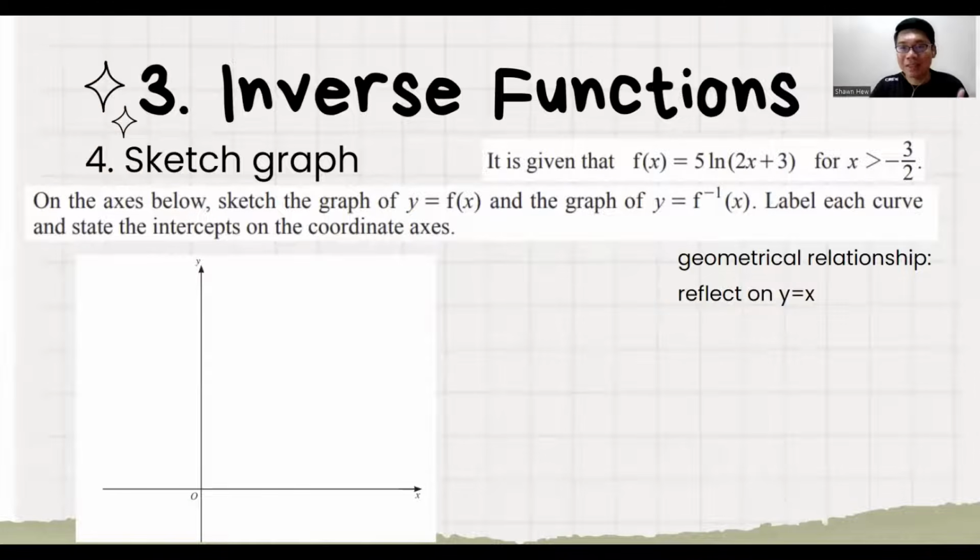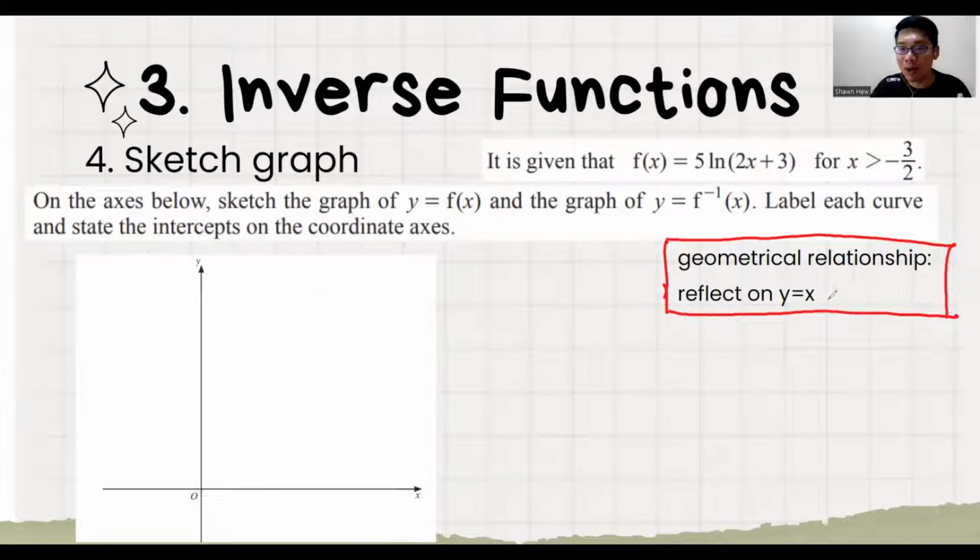Next, we go to the last technique of inverse functions, which is how to sketch the inverse graph and the original graph together on the same scale. First of all, you need to know the relationship between the original graph and the inverse graph. They have a geometrical relationship of reflection on the line y = x. So every time you want to draw the original and inverse graphs, you need to have the y = x line, because they show a reflection.